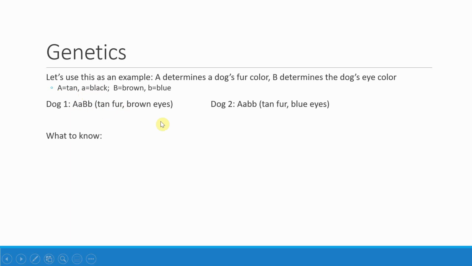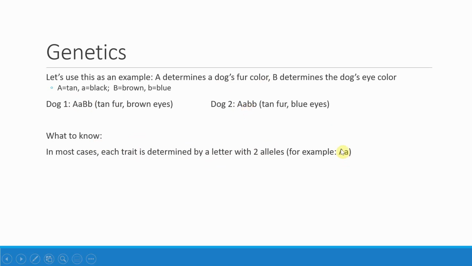So what do I have to know about genetics? Well, first of all, in most cases, every trait is going to be determined by a letter with two alleles. In this case, like I said, I have the fur color, which is controlled by just the letter A. It's not A and B controlling the fur color. That's what I meant by each trait being determined by a letter. And then that letter has two alleles. So I have two A's.